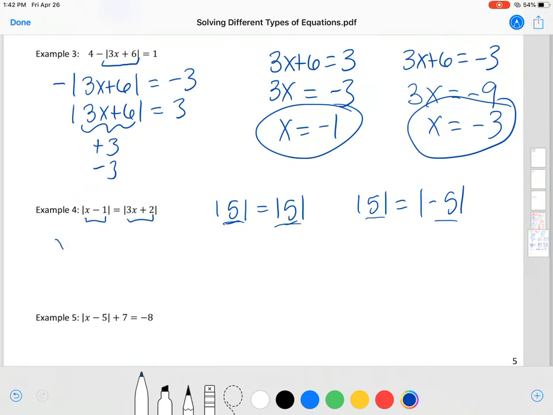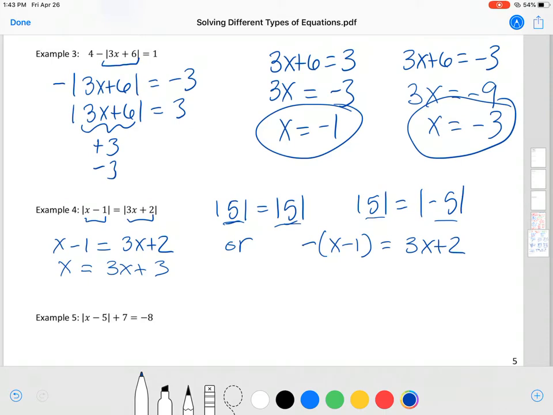So if they're the same, we would have this. If they're opposite, then one of them is going to be negative. And it doesn't matter which one you add the negative to, just add it to one of them. They're going to be opposite each other. Okay, so then we solve these two equations. So I'm going to add 1 to both sides. I'm going to subtract 3x from both sides. And then I'm going to divide by negative 2. So one answer is x is negative 3/2.